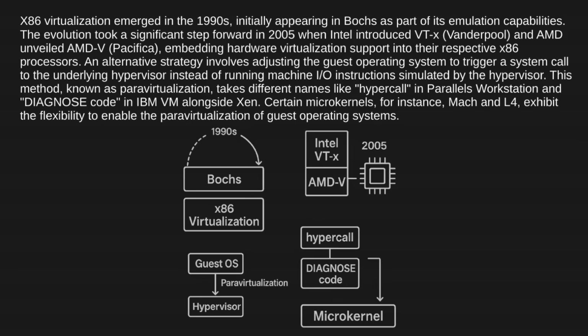An alternative strategy involves adjusting the guest operating system to trigger a system call to the underlying hypervisor instead of running machine I/O instructions simulated by the hypervisor. This method, known as paravirtualization, takes different names like hypercall in Parallels Workstation and DIAGNOSE code in IBM VM, alongside Xen. Certain microkernels, for instance Mach and L4, exhibit the flexibility to enable the paravirtualization of guest operating systems.